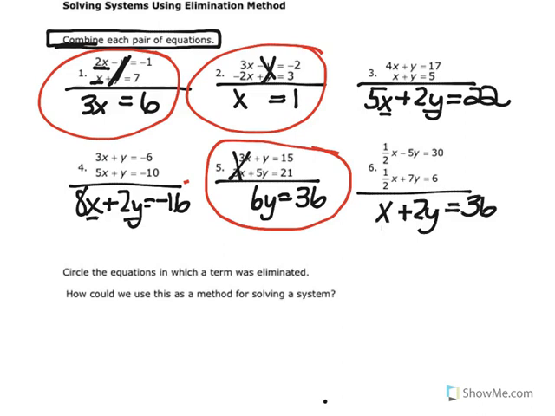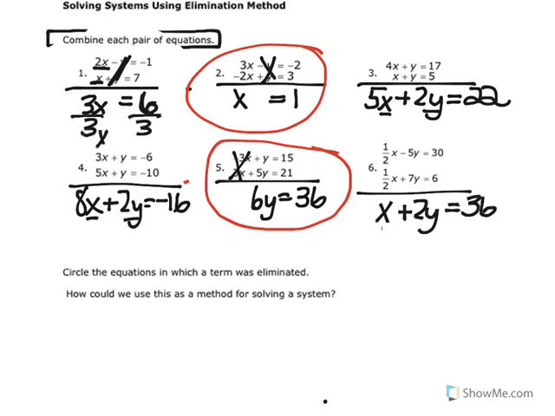Well, let's look at question 1. Since the y was eliminated, now we can go ahead and solve this. Divide by 3, and we know that x equals 2. And now that I know that x equals 2, just like we did in substitution, we can take that 2 and plug it back into one of the original equations and solve for y.